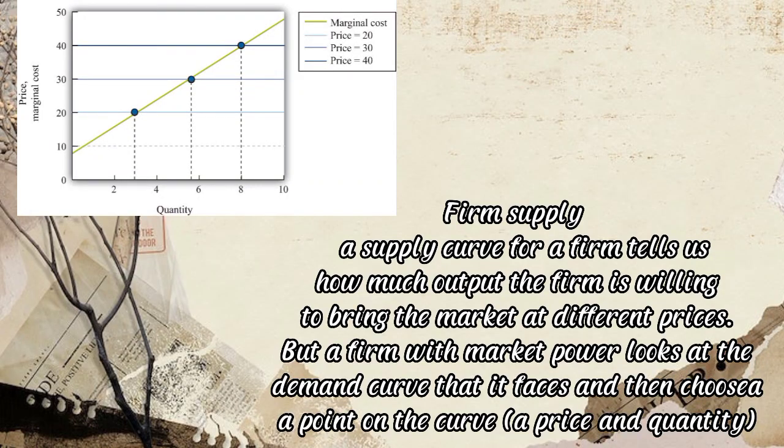make available. Firm supply: a supply curve for a firm tells us how much output the firm is willing to bring to the market at different prices. But a firm with market power looks at the demand curve that it faces and then chooses a point on the curve.